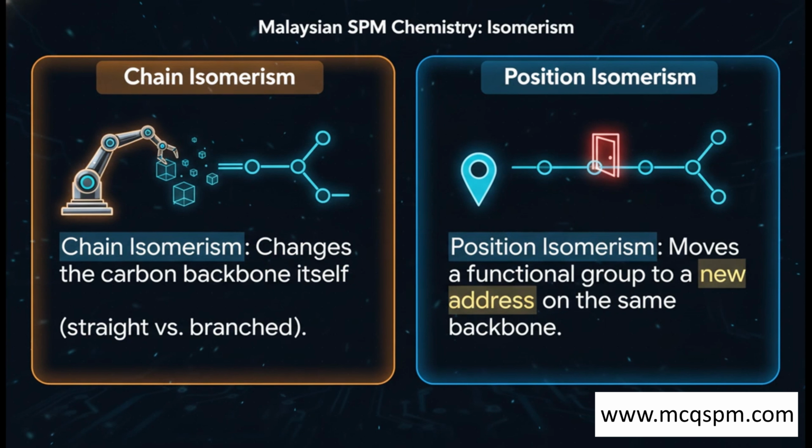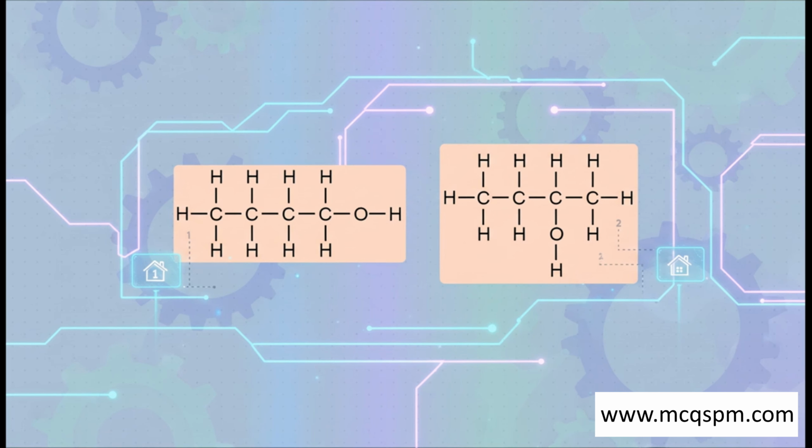And when it comes to your exams, you'll mainly see two types: chain isomerism and position isomerism. Let's stick with our building analogy. Chain isomerism, that's like tearing down the house and building a new one with a completely different layout, maybe a ranch style instead of a two-story. But position isomerism, that's way simpler. You keep the same house, but you just move the front door from the front to the side. And here's a perfect picture of that. This is position isomerism in action. See that little OH group? It's just hopped from the first carbon over to the second one. The main carbon chain, the street, is exactly the same. All that's changed is the house number.